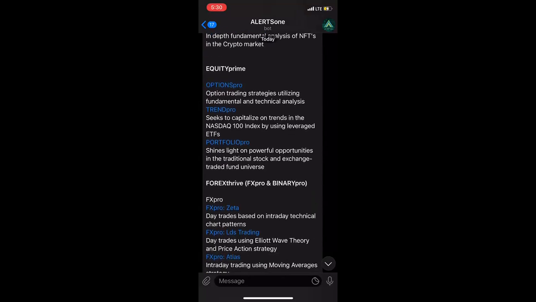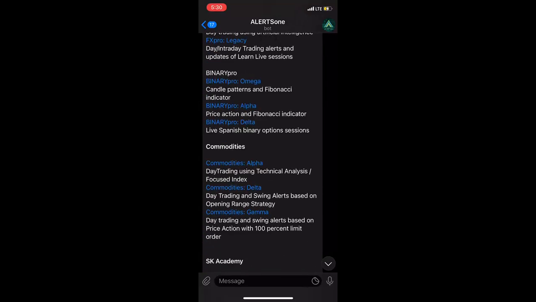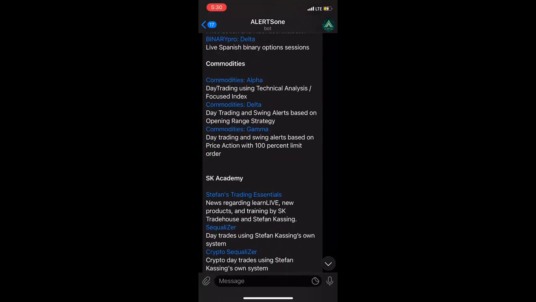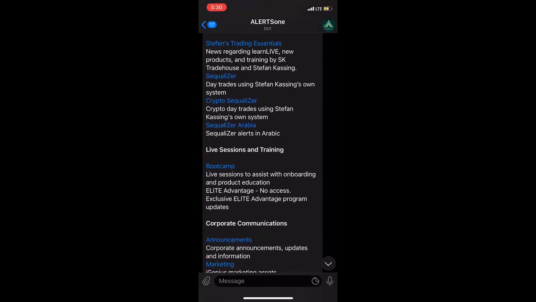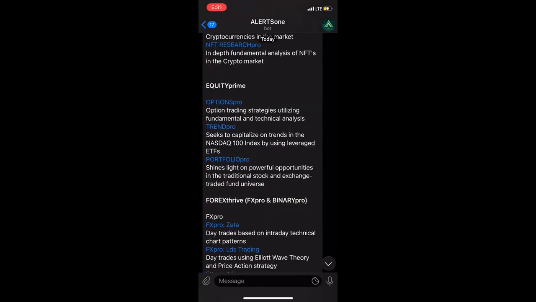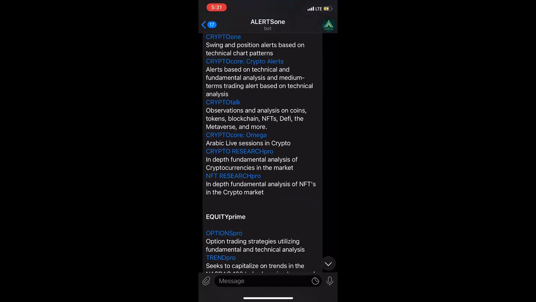The next thing you're supposed to do now is click on every one of these channels, every single one of them that's highlighted blue, from the top. If you have access to crypto core, you just want to start clicking on each of them. If you don't have access, you're going to see no access. So you just look for the ones that are highlighted blue.